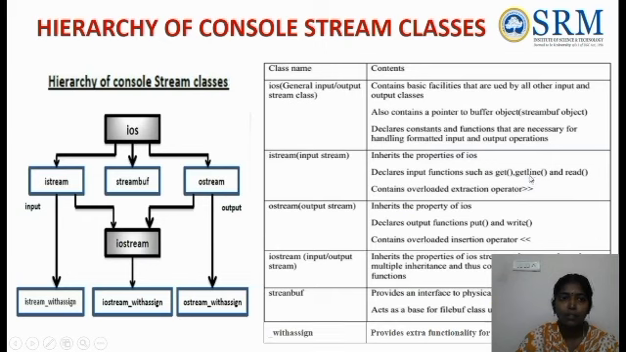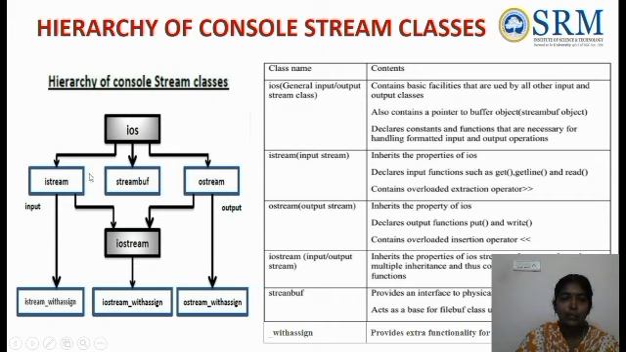The hierarchy of console stream classes is depicted in this picture here. The topmost parent class is the ios class, that is, the input output stream class. It consists of basic facilities that are used by all the input and output classes. It has three child classes, namely istream, streambuf, and ostream.